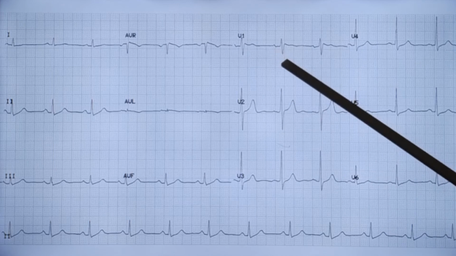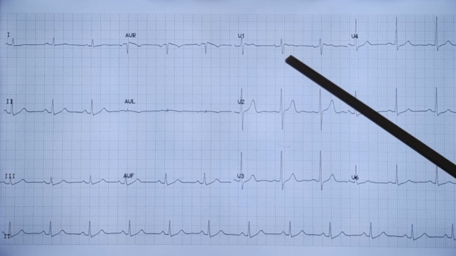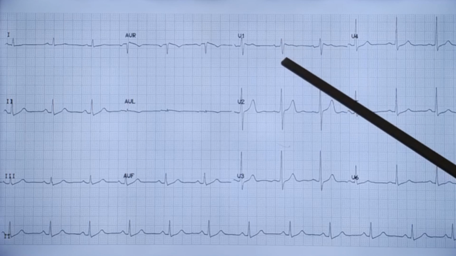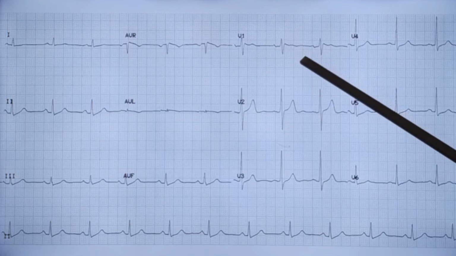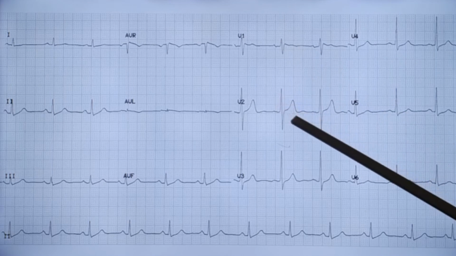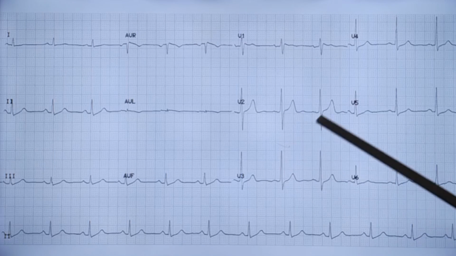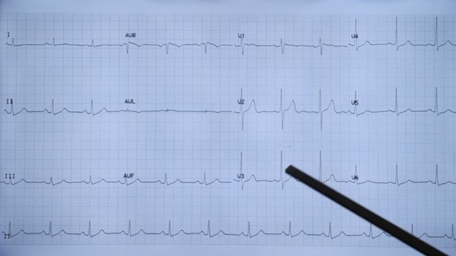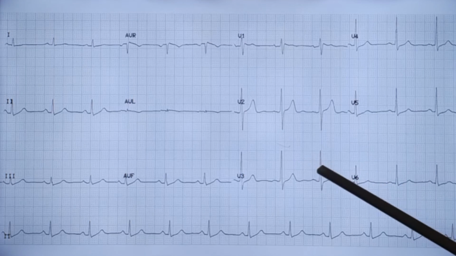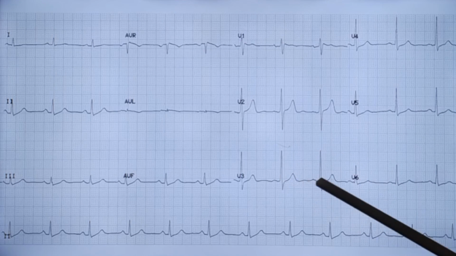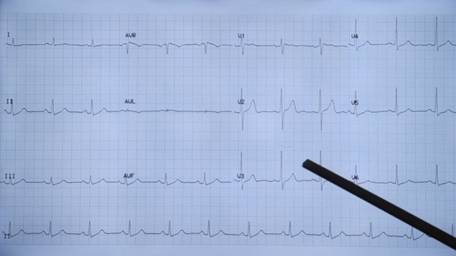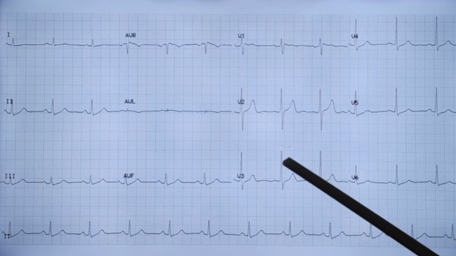In V1, usually S is more dominant. Here S is almost equal or slightly more. But when it changes to the other pattern, as you go along the chest leads, you can see that R becomes dominant. So the change in pattern is the transition zone. There are certain conditions in which there is early transition and there is late transition also.